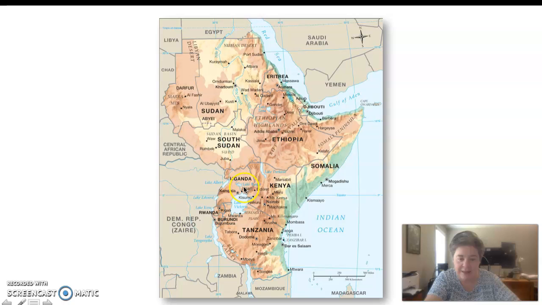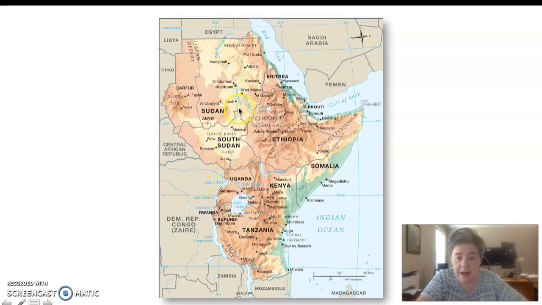It splits here and goes off this way and down this way. You see those big tall mountain peaks right through there. And then down here, right at Lake Malawi, it comes back together and goes out to the coast. So that's where the Great Rift Valley forms.